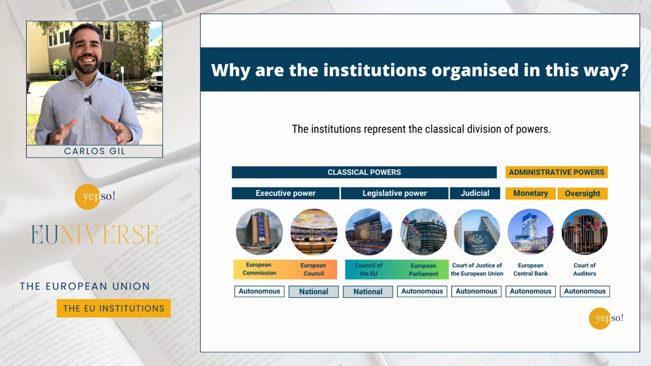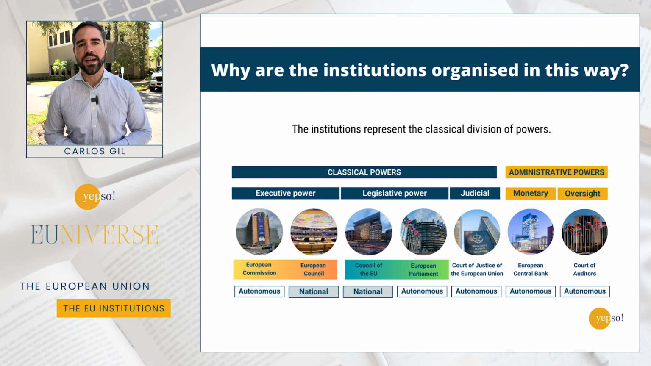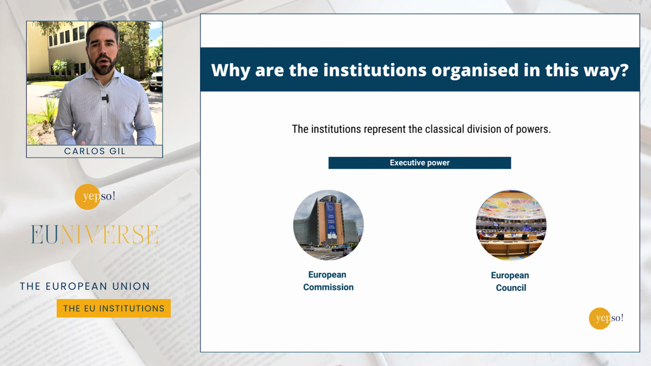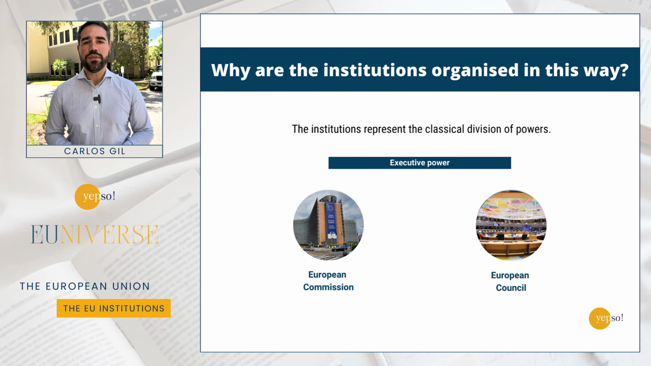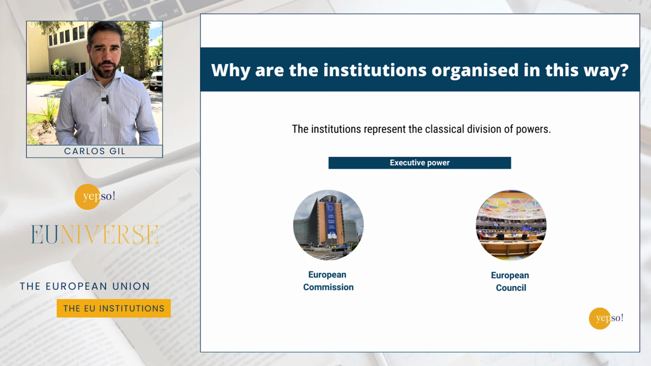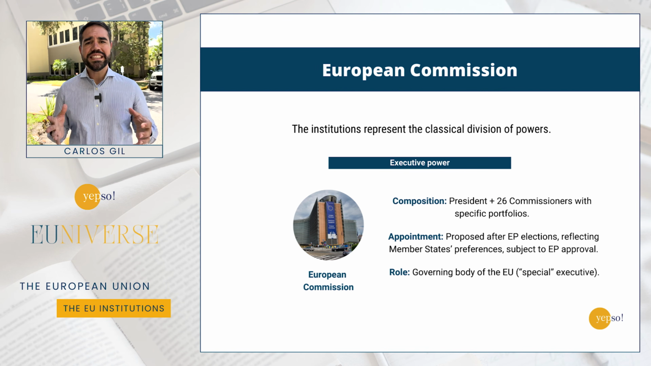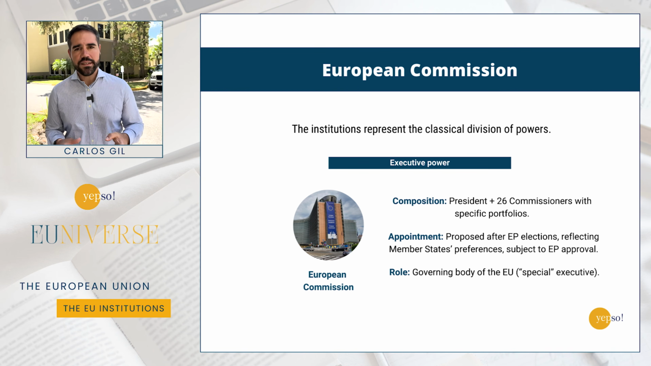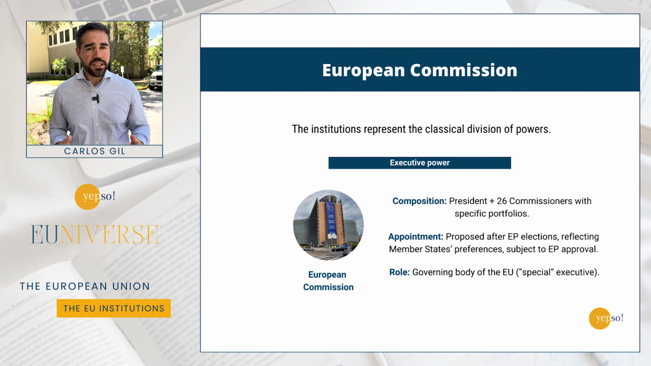We will follow the same logic I used when identifying the institutions based on the powers. The executive power of the European Union is identified with the European Council and the European Commission. The European Commission is the Union's governing body. Like virtually any state, it comprises a president and 26 commissioners, each of whom has a specific policy portfolio.